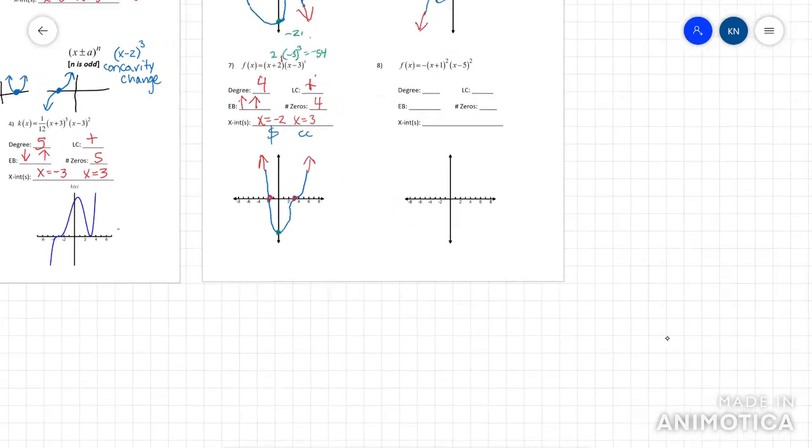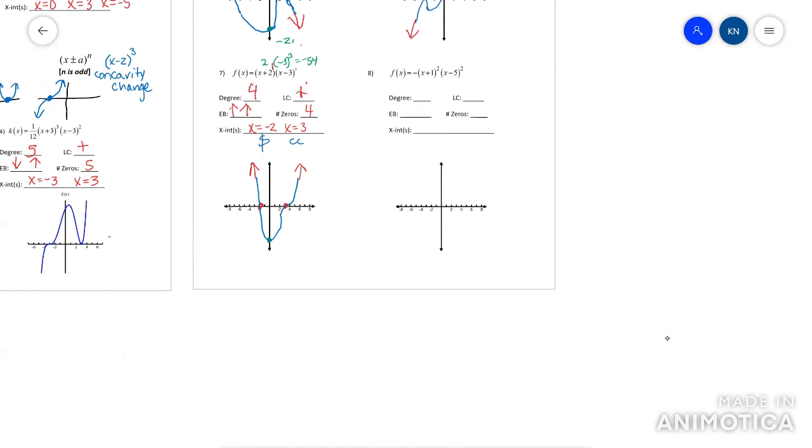Okay, last problem. Get your degree. This is degree 4. Your leading coefficient is negative. Your end behavior on a negative even degree is down, down. Number of zeros is 4. Make it match degree. Your x-intercepts are at x equals -1 and at x equals 5. And both of these have degree 2, meaning they're both bounces.